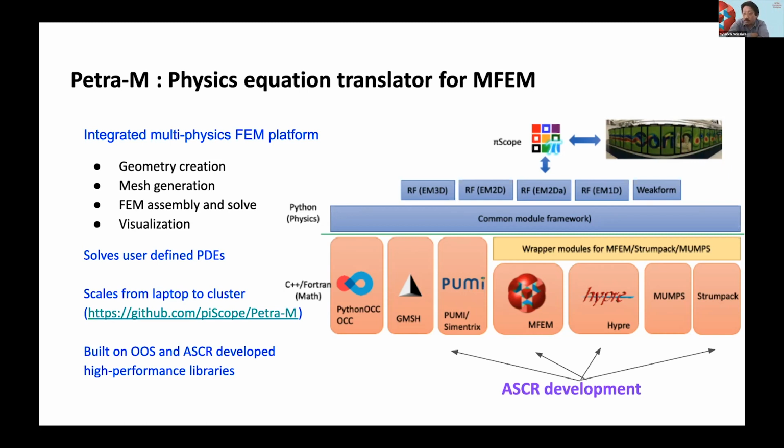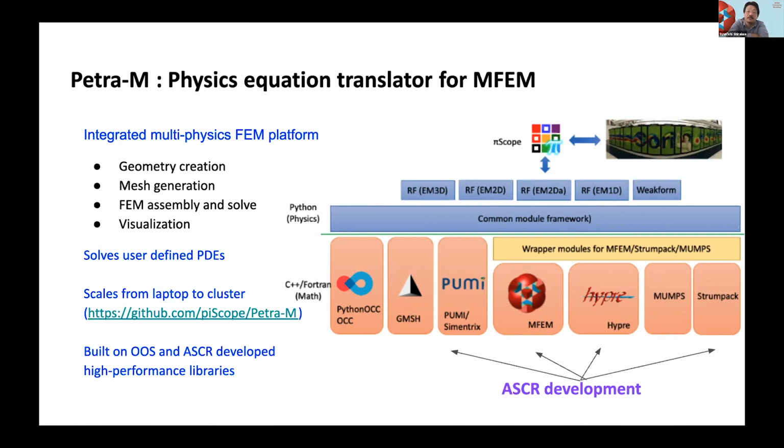So that's the reason why we came up with this Petra-M simulation environment, which stands for physics equation translator for MFEM. As it indicates, basically, we don't want to work on the weak form. We want to think about physics in terms of the Maxwell equation. That is the reason for this name.